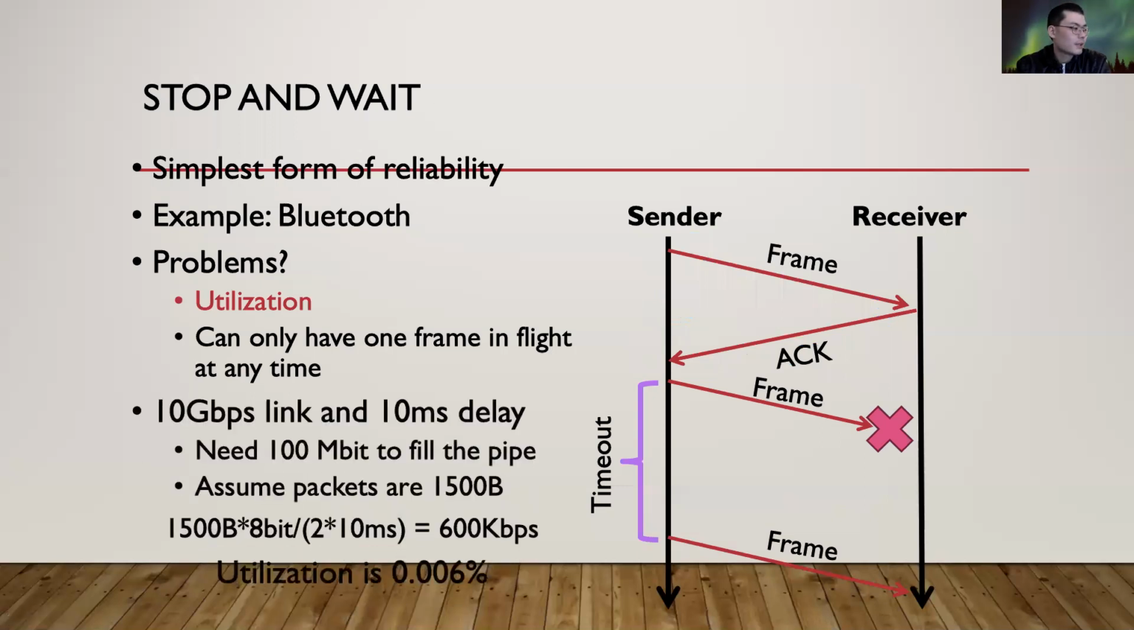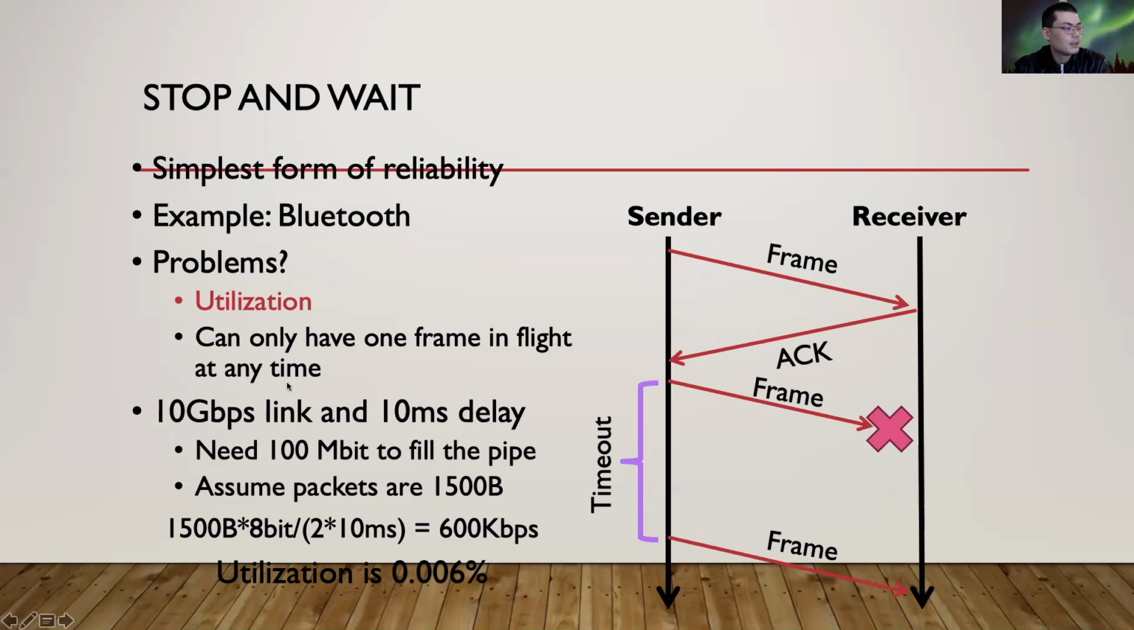So here's a simple calculation. Think about a 10 millisecond delay. Let's say you send a packet from the East Coast to the West Coast in the TCP layer. Of course this will happen. And here we are talking about the data link layer.